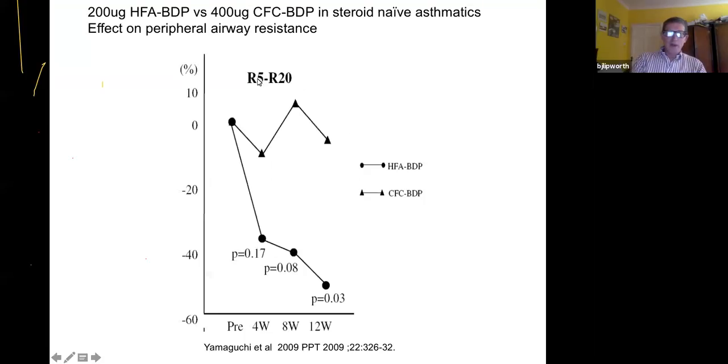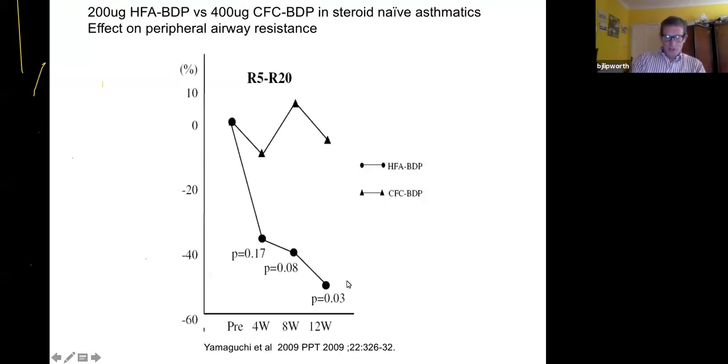And when they followed up the R5R20 over 3 months, you can see the R5R20 didn't significantly change with the large particle formulation, but it did progressively fall over the 3 months with the small particle formulation. So when you're depositing small particles into the peripheral lung, you can follow by a commensurate fall in peripheral airway resistance, which was significant. Now, I think that you're seeing there about a 50% fall in peripheral airway resistance.